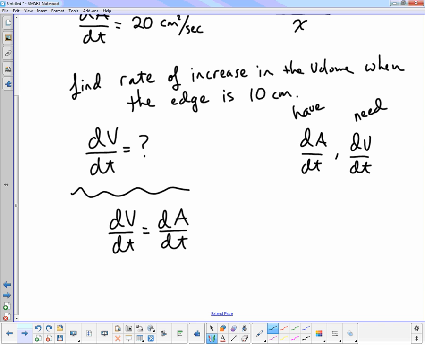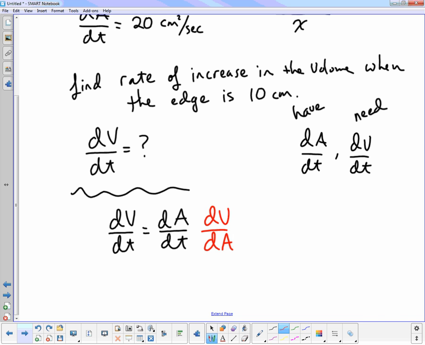Yeah, that's really what I would love. I would love to have dV over dA. How do the volume and the area change? How does the volume change when the area changes? Well, that's not an easy question to answer.